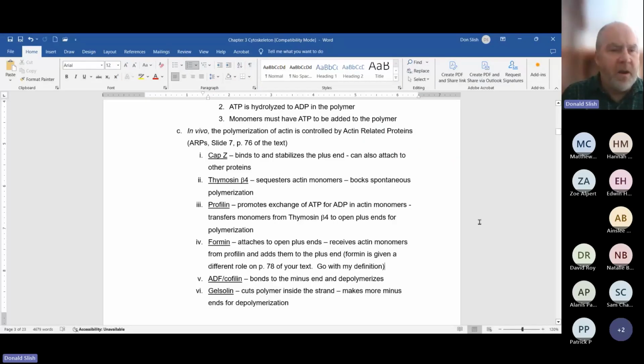Okay, so here's the notes for lecture 3. So these are the proteins that are involved. Can everybody see this, my notes? Yes. Yep. Okay, good.